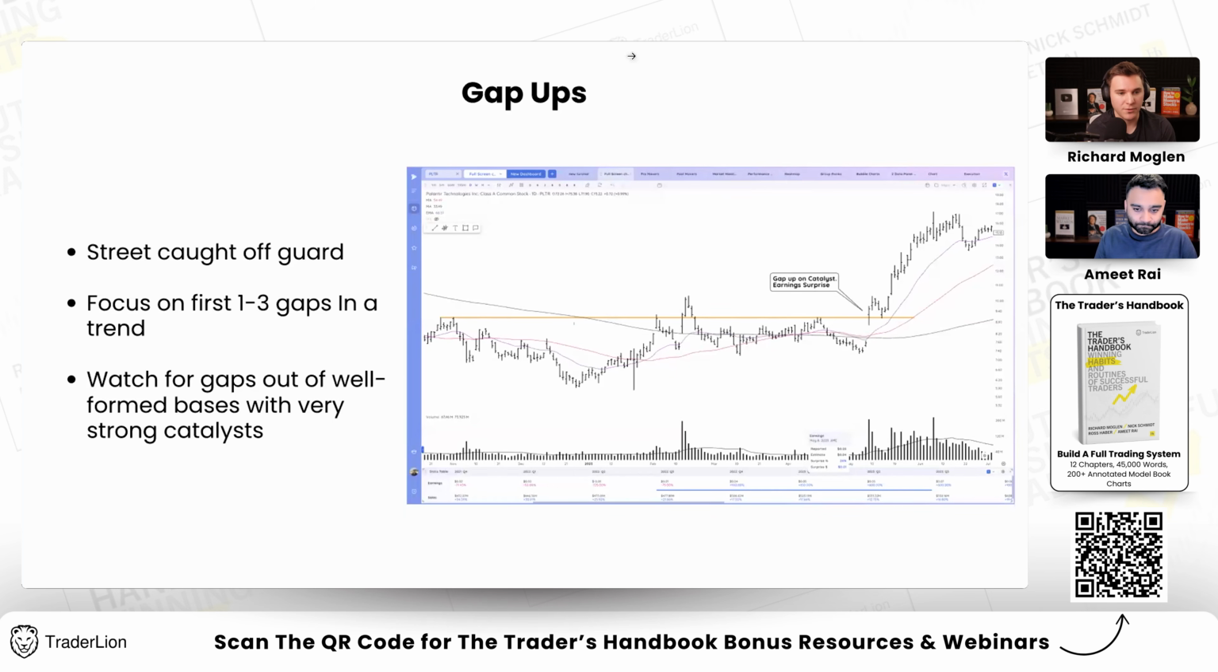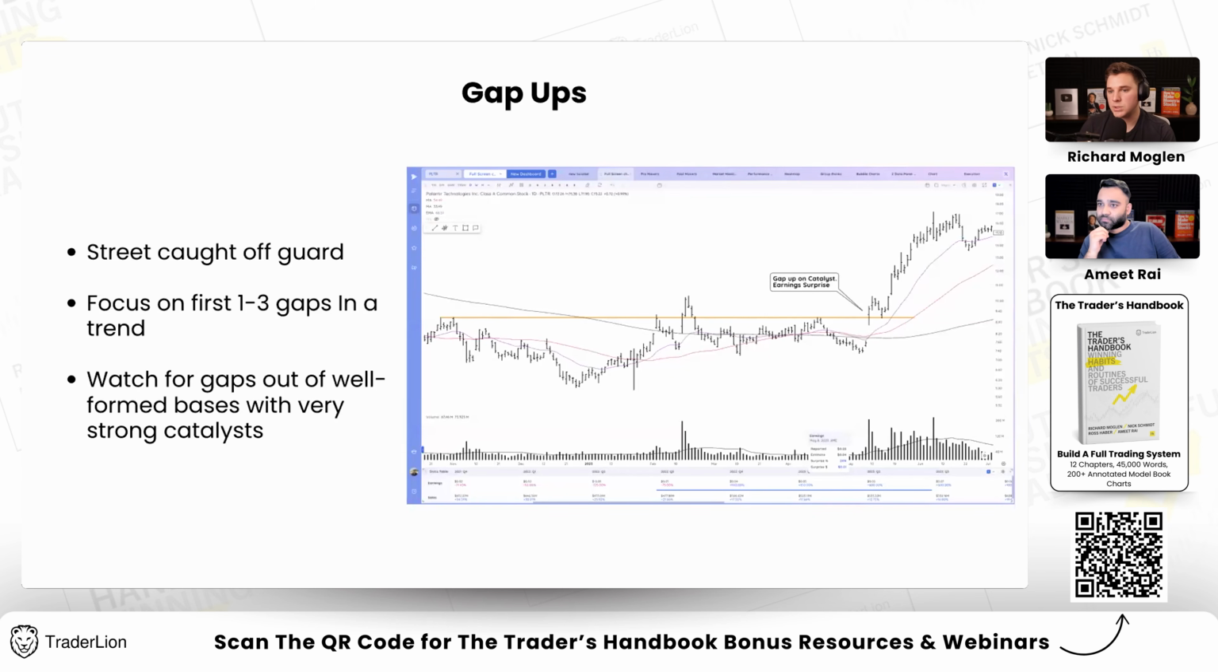What did I mean about the first 1 to 3 gaps? What I mean is, if we look at the trend, this is the first gap up in the stage 2 uptrend. If we have another gap up, that would be the second gap. If we have another gap up on earnings, that would be the third gap. ELF, if you look at that chart on a daily, it had like 6 gaps. It's a serial gapper.